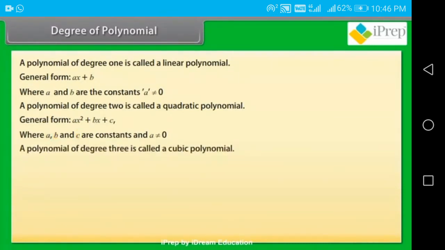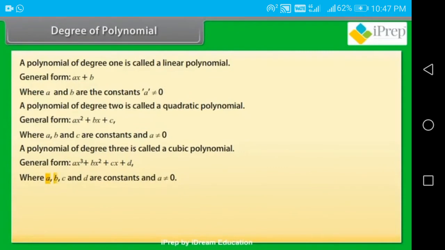A polynomial of degree 3 is called a cubic polynomial. Its general form is ax raised to the power 3 plus bx raised to the power 2 plus cx plus d, where a, b, c, and d are constants and a is not equal to 0.